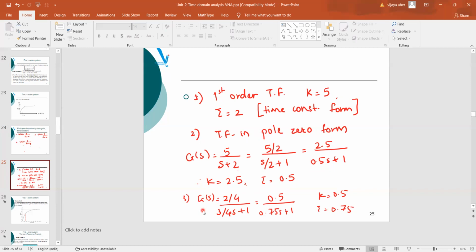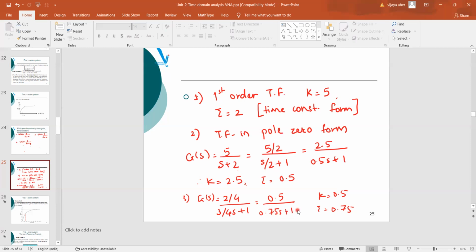G of s is equal to 2 divided by 3s plus 4. Again transform this equation in terms of k divided by tau s plus 1. So what you have to do, you have to divide numerator and denominator by 4. So the equation becomes g of s is equal to 2 divided by 4 divided by 3s divided by 4 plus 4 divided by 4, which is 1. So what is 2 by 4? 2 by 4 is equal to 0.5. 3 by 4 is nothing but 0.75 s plus 1.